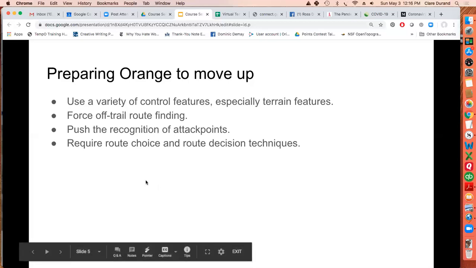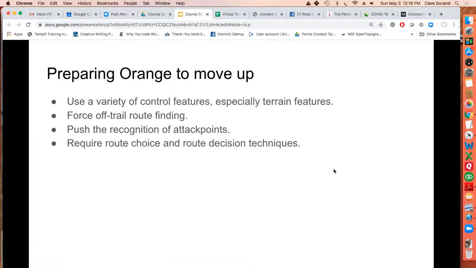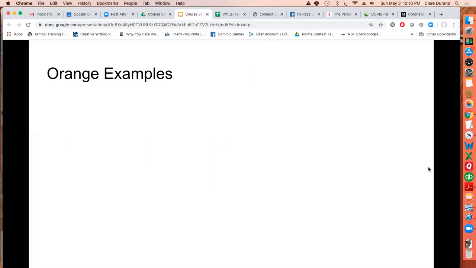And requiring route choice and route decision techniques, because that's something that becomes very important at the expert level, understanding where your strengths and weaknesses are in deciding which way you're going to go around something. So you want to make sure that on the orange course you have some things that have people looking at that. So let's look at some examples.